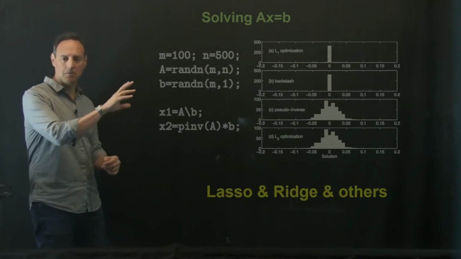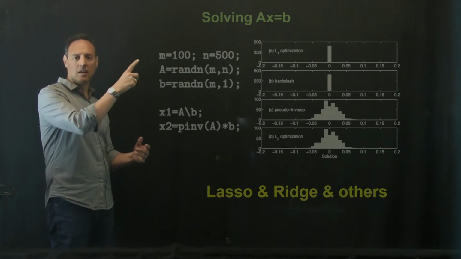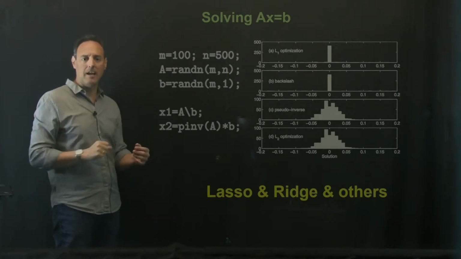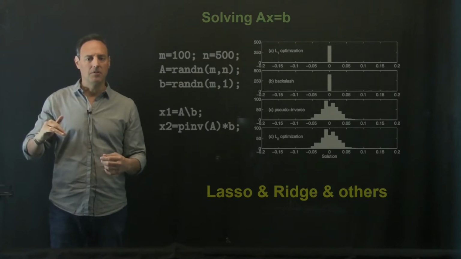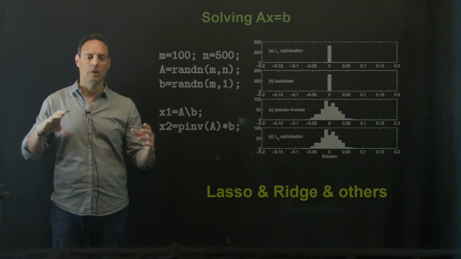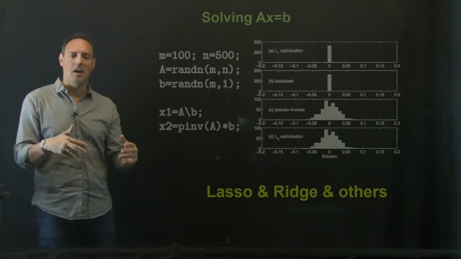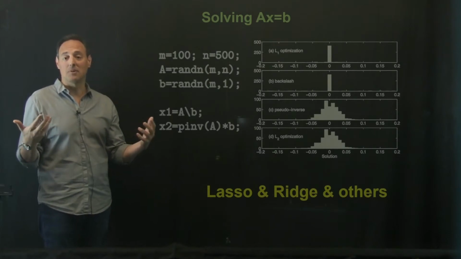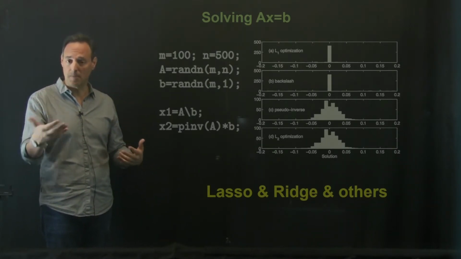And here's a little snippet of MATLAB code. I make a matrix here, A, just out of random numbers, which has 100 rows and 500 columns. So I have 100 constraints and 500 unknowns. It's highly underdetermined, which means an infinite number of solutions are available to me. Which one should I pick?